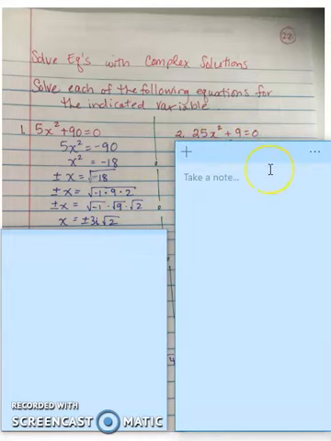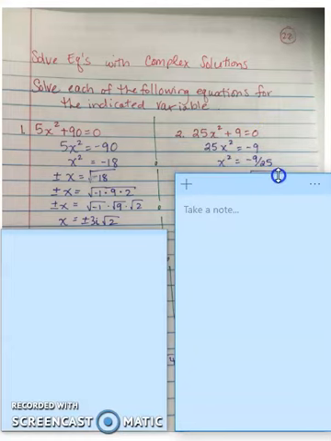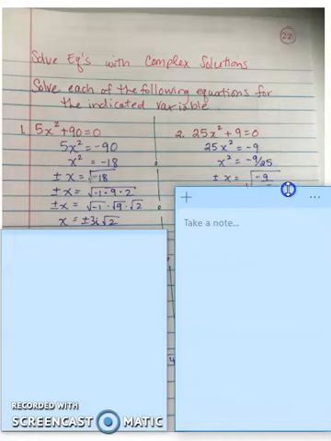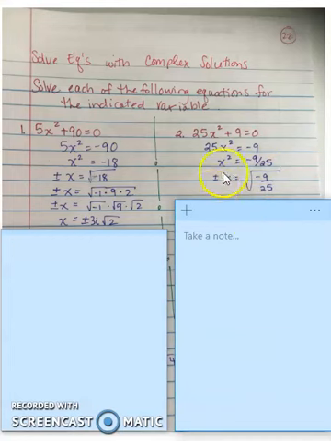For number 2, same thing. If you'd like, go ahead and pause the video at this point, take a minute, and see what you can do. You'll subtract 9 and divide by 25. When you do that, you end up with x squared equals negative 9/25ths. You'll take the square root of both sides again. We've got that plus or minus on the left-hand side for the square root of x squared, and then the square root of negative 9/25ths.